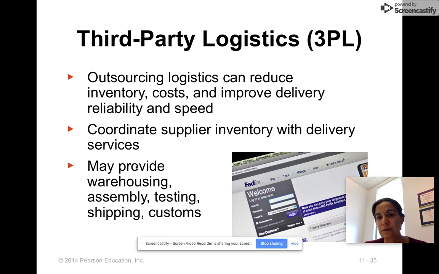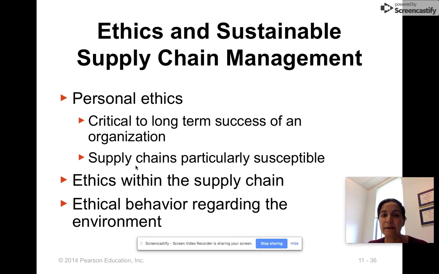3PL is a term which is called third party logistics. So, this is an idea about outsourcing logistics so that you can reduce your inventory and your costs. And 3PL providers also now do other things such as assembly and testing and customization, just as a value add.